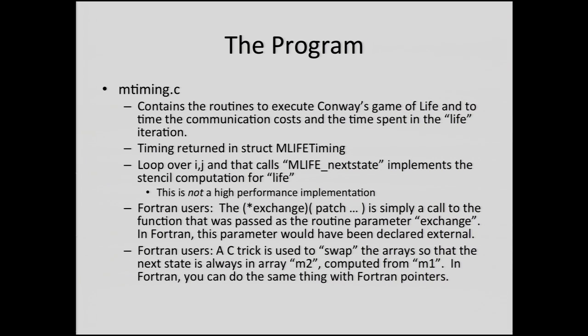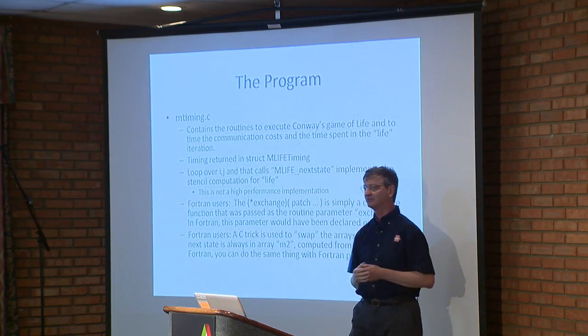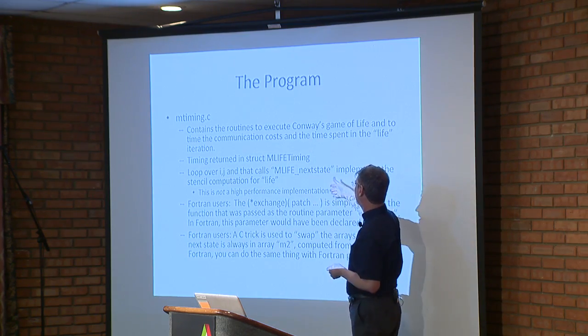The file mtiming.c does the timing. It contains routines to execute the game of life and to time the communication costs. It calls a routine, MPI life next state, for each point. Yes, this is not something you ever want to do because you add function call overhead at each individual point. Some people will tell me, oh, but the compiler can inline that. Yes, the compiler could inline that. Whether the compiler inlines that is another thing that I would not like to depend on. So this is not a high-performance implementation.